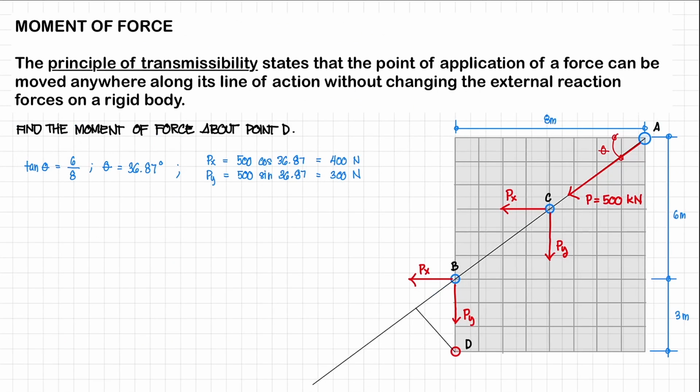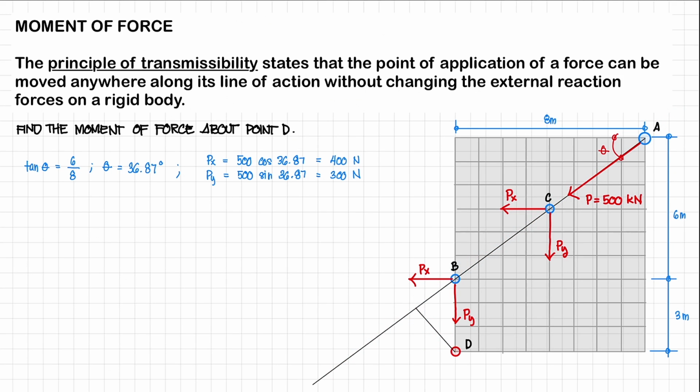So next example. We have here a problem. We're going to find the moment of a force about point D. So this is going to be our point D, and this is going to be our force. We have P that is equal to 500 kilonewtons. Now, for us to be able to solve this the standard way, we need to find this perpendicular distance to the line of action of our force, right? But this could be a bit difficult to do.